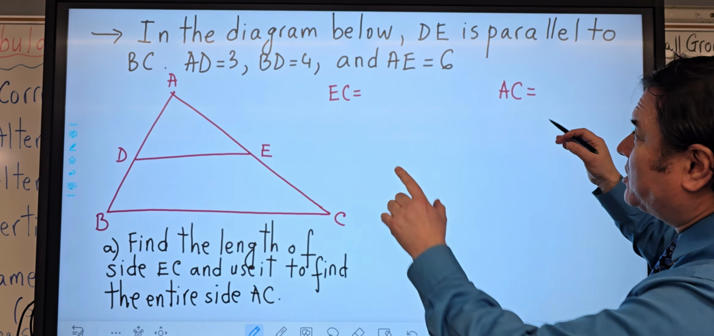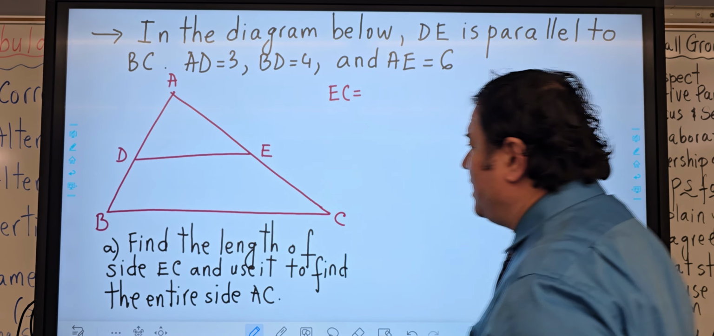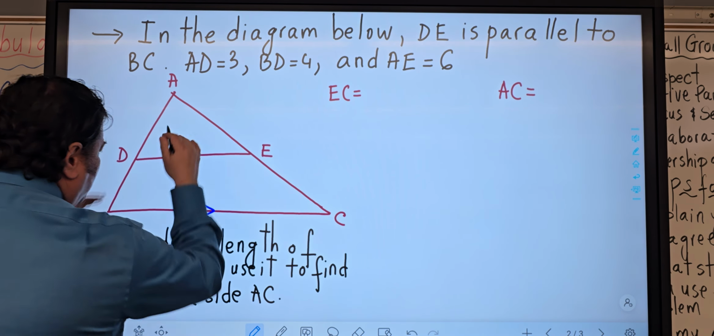In this problem it says, in the diagram below, DE is parallel to BC. Those lines are parallel.